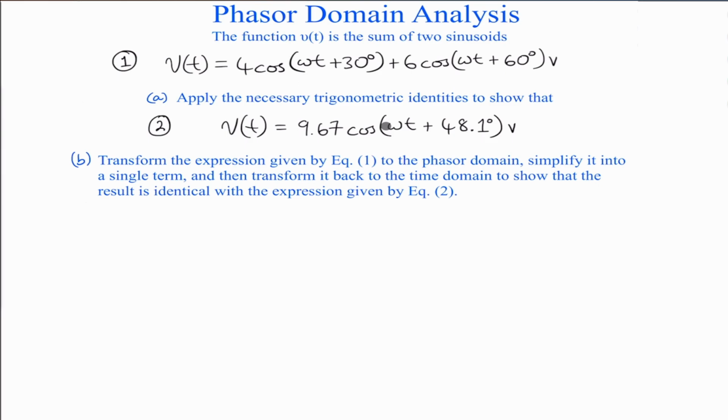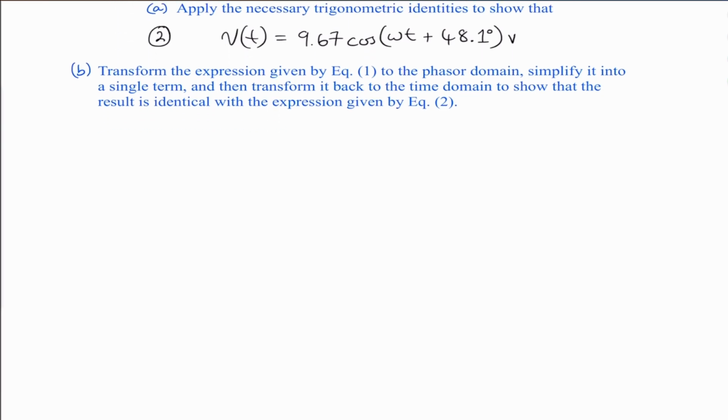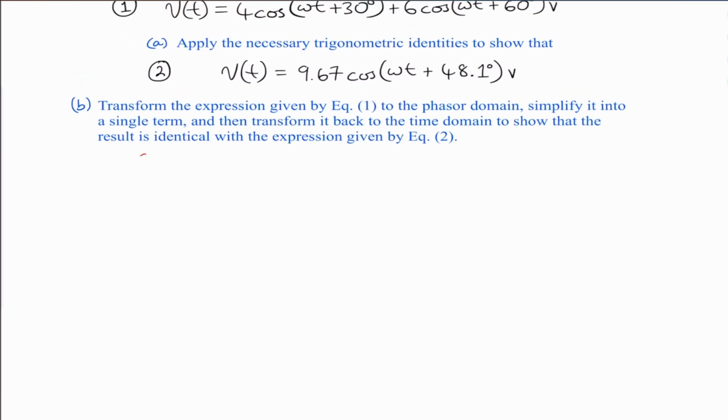The first identity I want to use is the sum and difference identity. That is going to be a, as a coefficient, times cosine of omega t plus or minus phi, which is equal to a times cosine phi times cosine omega t minus or plus sine phi times sine omega t.